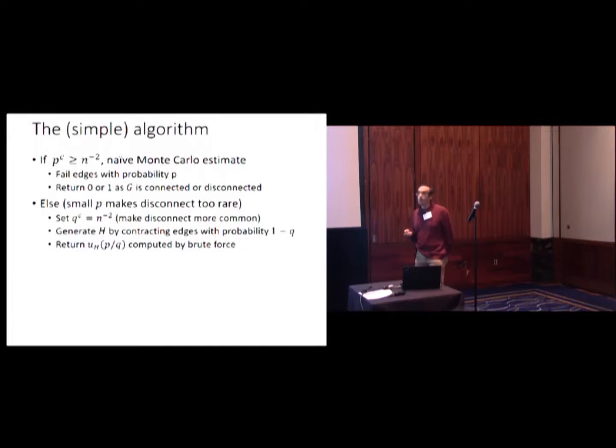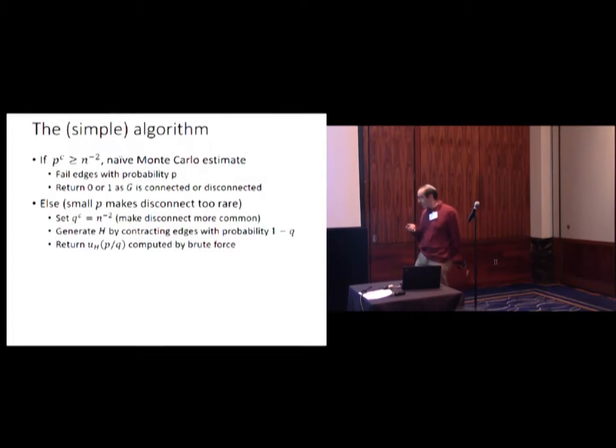Once you have that parameter Q, you generate an intermediate graph H by contracting all the edges with probability 1 minus Q. The other way to think about that is that you are deleting all of the edges of probability Q, which is too large. And this gives you a sparser graph than the graph that you're supposed to get. You then look at that sparser graph, which will have some pieces, and you compute the probability that that sparser graph ends up disconnected when you fail its remaining edges with a scaled probability P over Q.